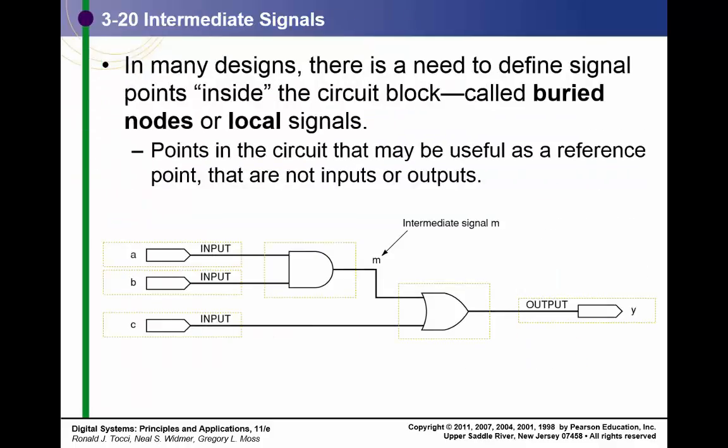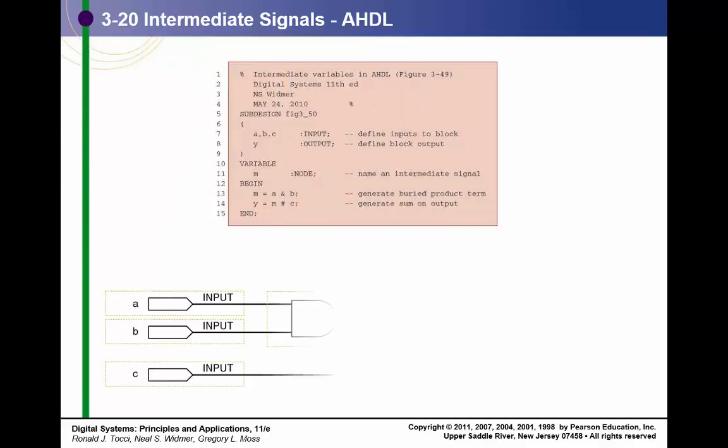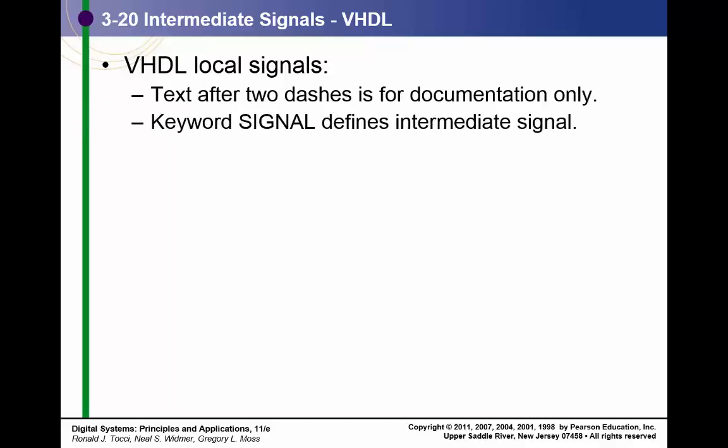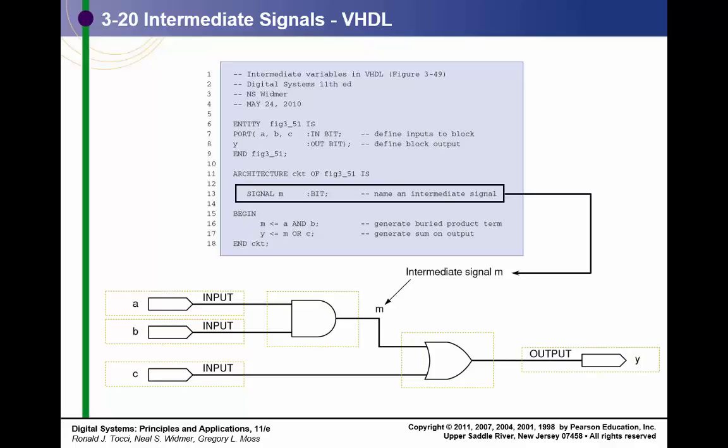Again, we can have buried nodes that are not seen from the outside. What this says is that M is buried within there. So we say that M is equal to A and B, and then Y is equal to M or C. This simply says it's an intermediate signal.